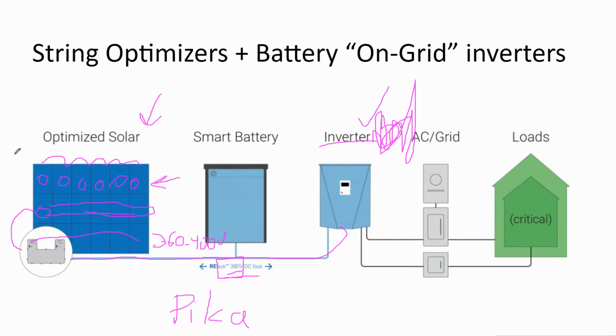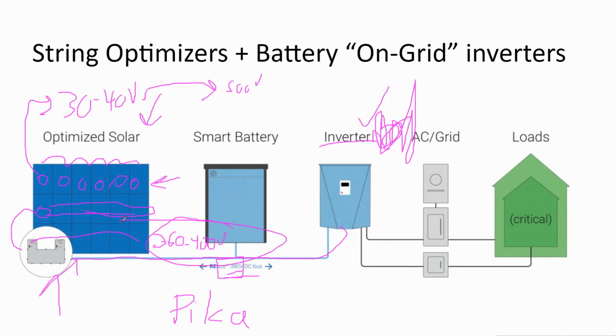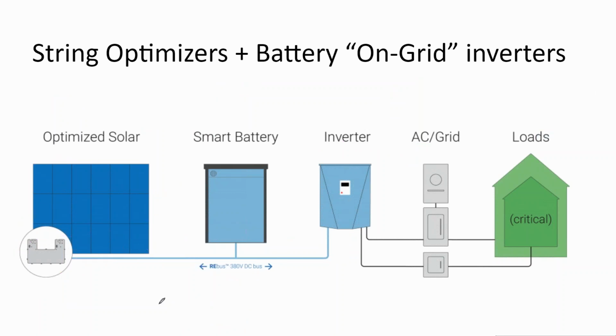Whereas SolarEdge is going from a single 30 to 40 volt panel and stepping that up to as much as 600 volts, the Pika optimizer is already starting at that higher voltage, so it's not doing quite as much processing. So technically, it could be a little cheaper, although it's not because they're a smaller company, and you're only buying one of them rather than six of them, or one per module.